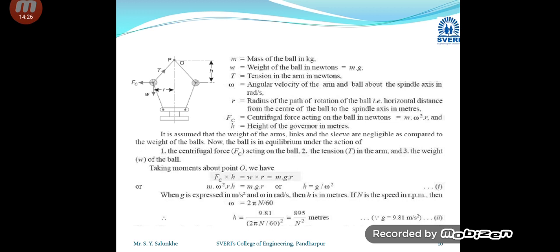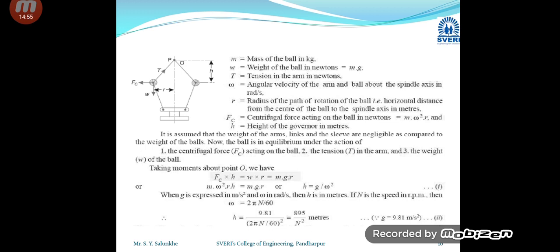Now all these quantities are given with their magnitude and units, by means of which we are going to measure. These units are important. Height should be in meter, force should be in Newton, mass should be in kg, and omega should be in radian per second.